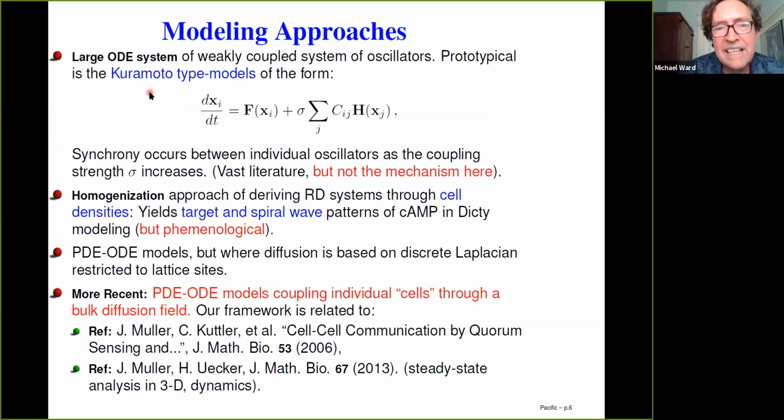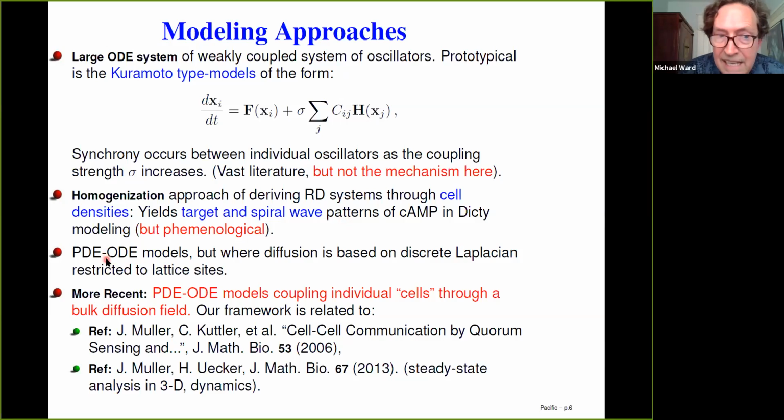So for collective oscillations and synchronization, the huge framework that has been used in the past is the Kuramoto-type models, where there's ODE coupling through networks or adjacency matrices. Typically synchronization occurs as the coupling strength increases, measured by the Kuramoto order parameter. Other approaches write down, in a somewhat ad hoc way, field equations, PDEs, reaction-diffusion systems, that can give rise to target and spiral wave patterns of cyclic AMP in social amoeba. So this is useful, but kind of phenomenological.